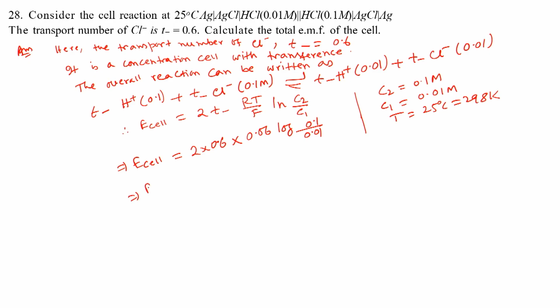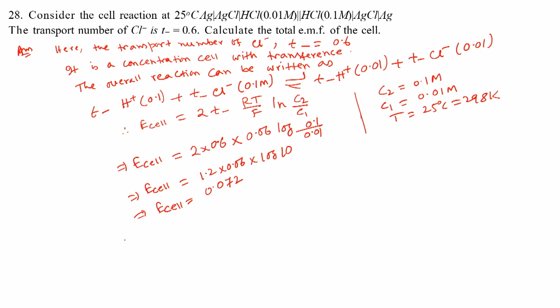And then log of concentration C2 by C1, which is 0.1 by 0.01. So you get E cell is 2 times 0.6, that is 1.2, times 0.06 times log 10. So log 10 is 1. So the value of E cell is 0.072 volt.